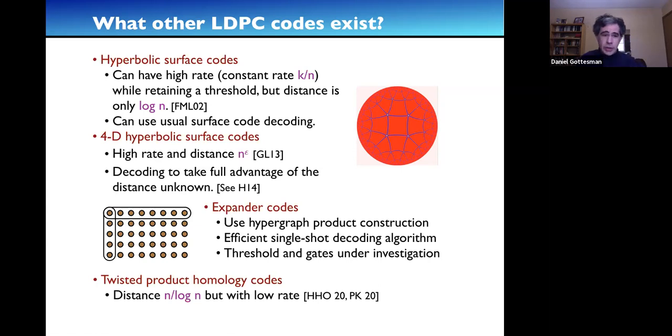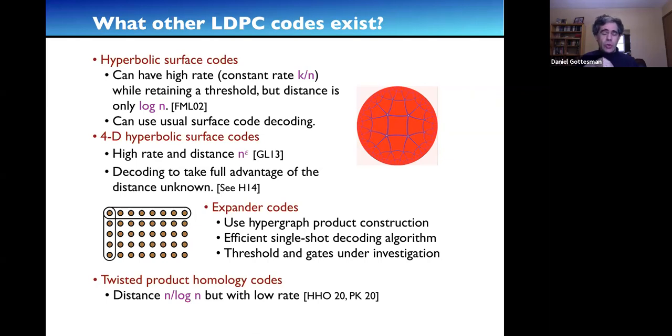One option that's been suggested is the 4D hyperbolic surface code. These use a similar idea to the surface codes, where you have a lattice tiling, in this case of a 4-dimensional manifold. It has to be a hyperbolic manifold in order to get the same high rate that we did with the hyperbolic surface code. But because of the properties of 4D hyperbolic spaces, the distance is not log n, it's n to the epsilon, where epsilon is some number between 0 and 1/2. And that's a good thing. That's much better at correcting errors in principle.